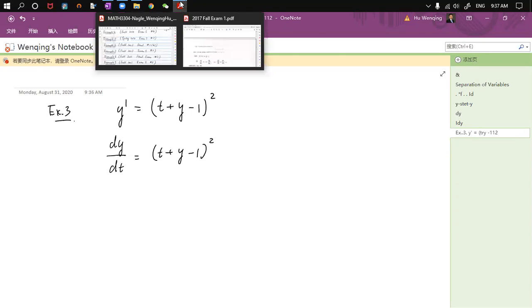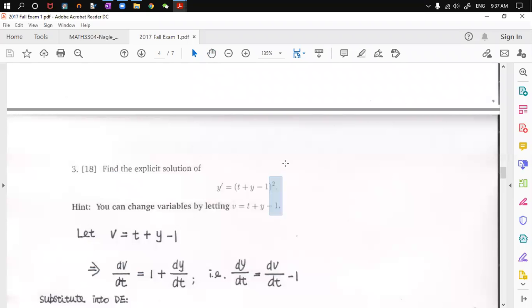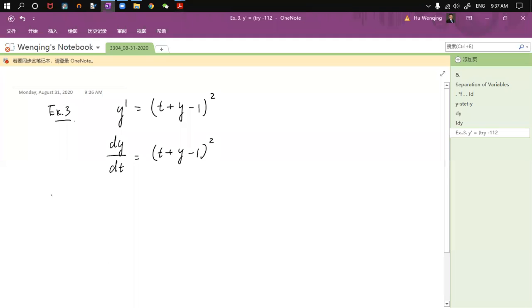But then you look at the problem. This was a hard problem during that exam. Here it says that you can change variables by letting v equal to t plus y minus 1. If you change variables, the equation becomes dy over dt is equal to v squared. Is it separable? It's not separable again, because even if you come back to this equation, it comes with another variable. So it looks very puzzling, and you don't know how to really solve this equation.